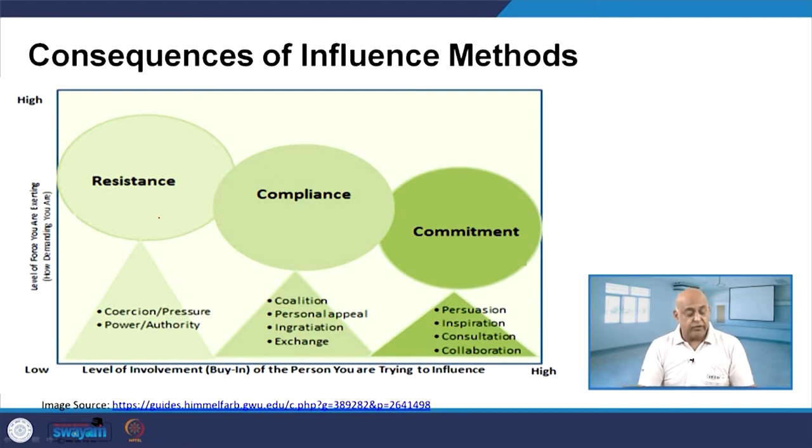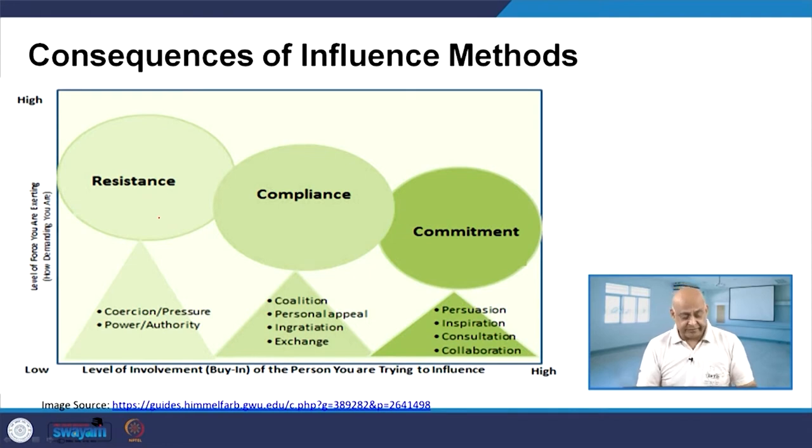So, in both cases, we are talking about the level of involvement of the person we are trying to influence and the level of influence the leader is exerting. First, there will be resistance. Naturally, as we know, there is resistance to change whenever the leader is influencing the followers, so the followers may have certain resistance. But here we are not using any coercion or pressure or power or authority on that particular person.